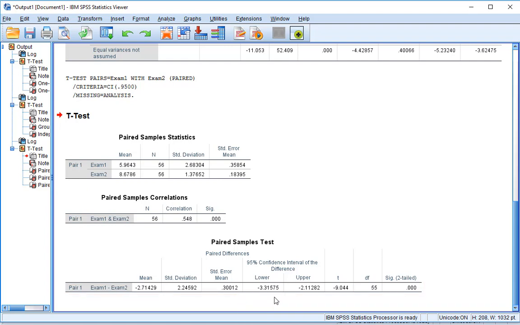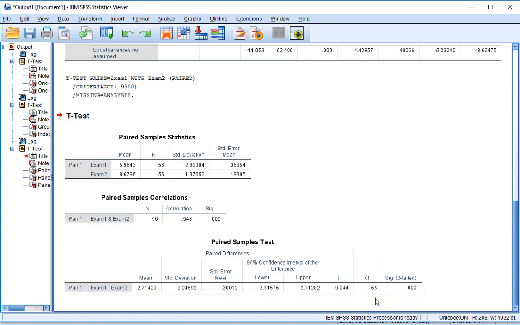Our confidence interval of the difference, so that is to say, we are confident that the difference lies somewhere between negative 3.31 and negative 2.1, while we got 2.7, somewhere in the middle. Our t-score was negative 9.04. Our degrees of freedom is 55.